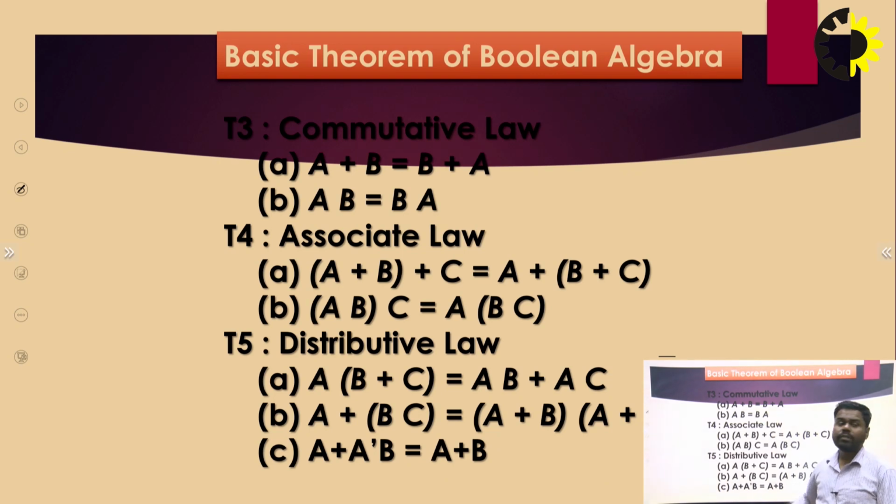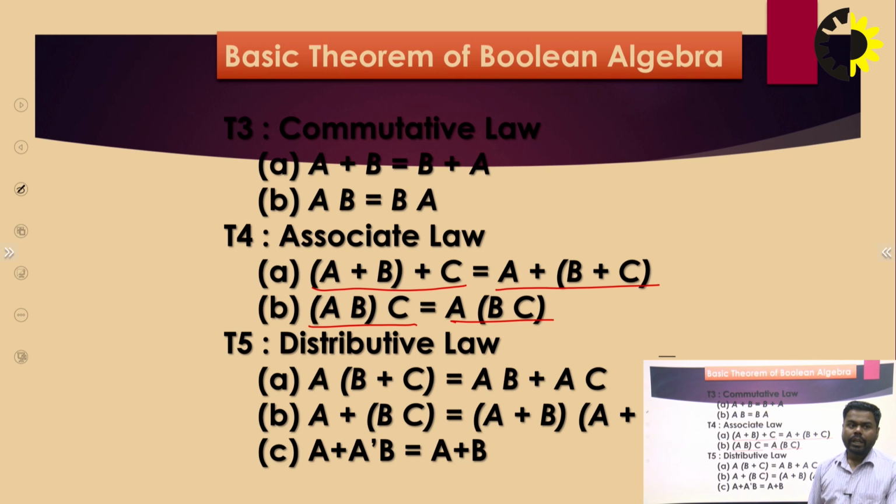A plus B is equal to B plus A. A dot B is equal to B dot A. Associative property: A plus B plus C is equal to A plus B plus C, and A dot B dot C is equal to A dot B dot C. These are the associative laws of Boolean algebra.